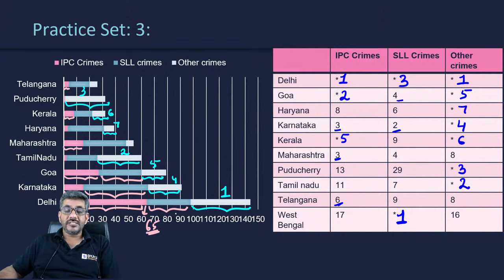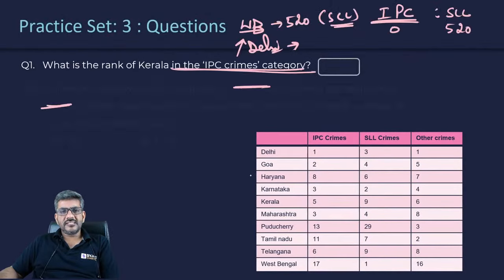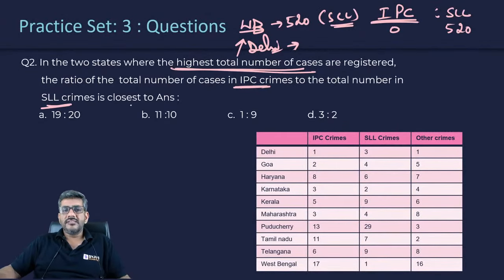This figure is around 65. And when I talk about SLL, just look at SLL once. SLL is 10, 20, 30, 40, and I think it is around 45. Is that right, guys? 65 and 45 are the numbers approximately. So if they are 65 and 45, the answer is closest to.